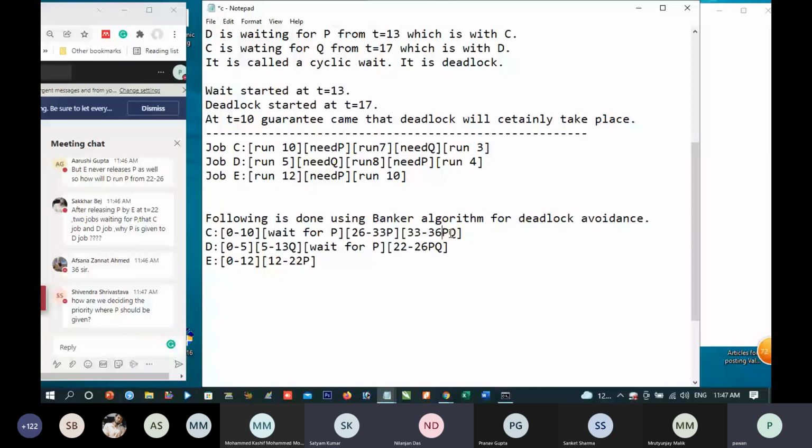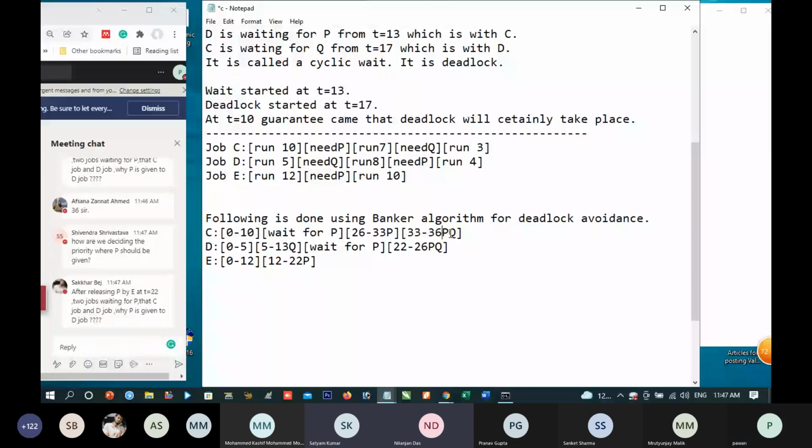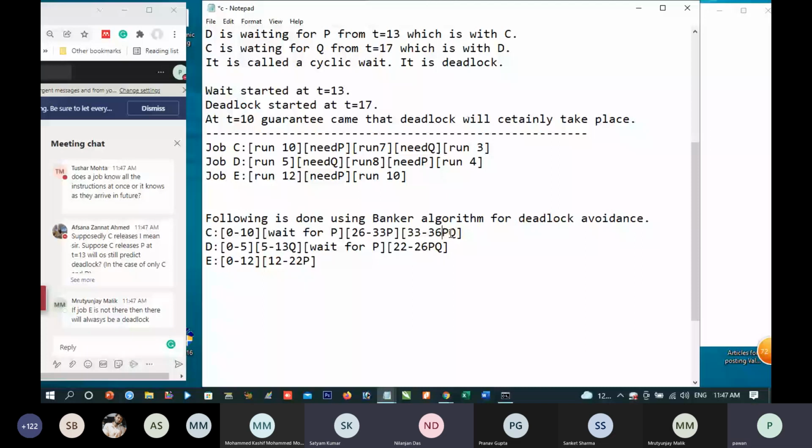Wrong. There is nothing like priority. There is no priority. Someone may say there is nothing like priority. All are equal for us. All jobs are equal to us. There is nothing like priority. Why are two jobs waiting? Yes.